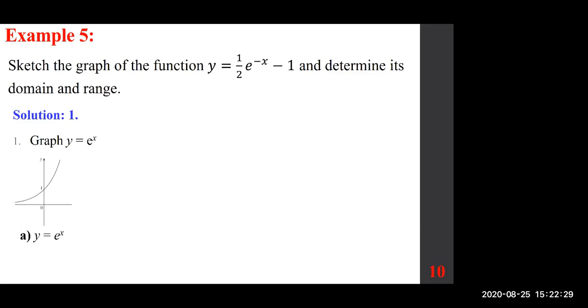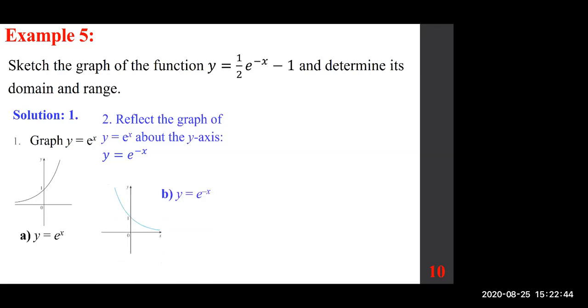So now what we are going to do, we are going to go to e to the power of negative x. When x changes to negative x, you have a reflection by the y-axis. So we go with e to the power of negative x. And this is the new graph. Okay, so we started with e to the power of x, then e to the power of negative x.